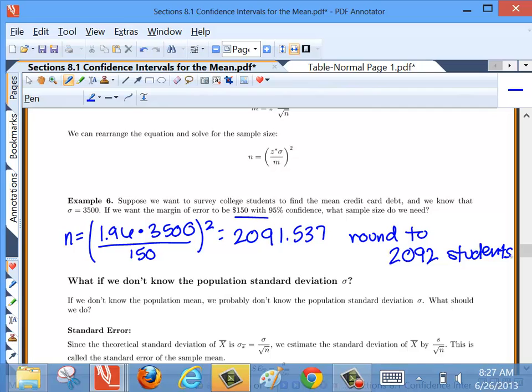Okay. Now the company might decide to just round that off and say 2,100 students or something, and that would be fine. They just want to make sure they have at least 2,092 students to get that margin of error to 150 or less.